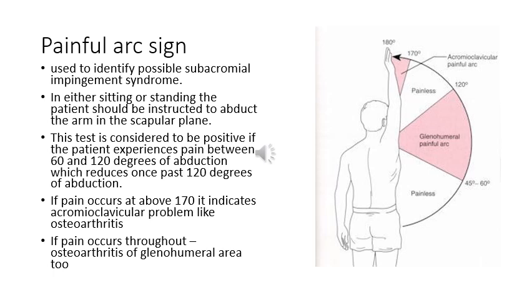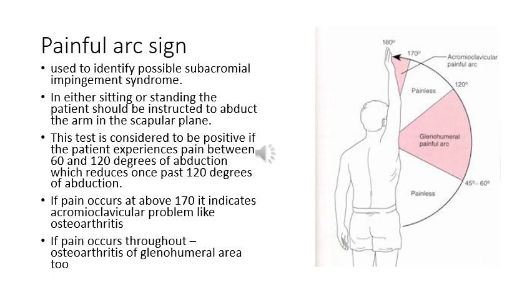If we continue and the pain occurs above 170 degrees, it indicates acromioclavicular issues. That is something different. Acromioclavicular pain occurs after 170 degrees, because only at that angle is the area activated. If there is osteoarthritis in the acromioclavicular joint, you can feel pain at about 170 to 180 degrees. And if there is pain throughout, it indicates osteoarthritis of the glenohumeral area too. If the whole joint has osteoarthritis, then he can get pain throughout the painful arc.